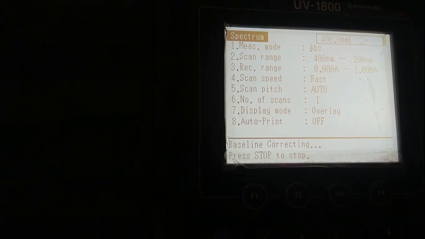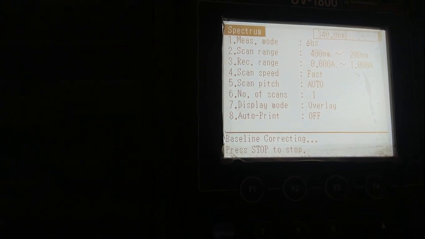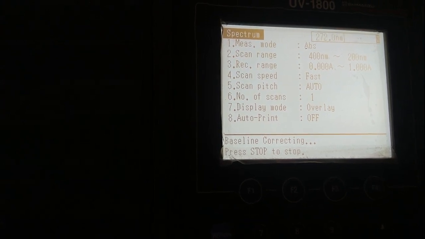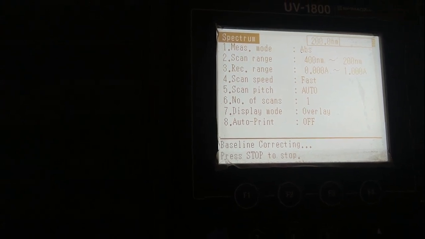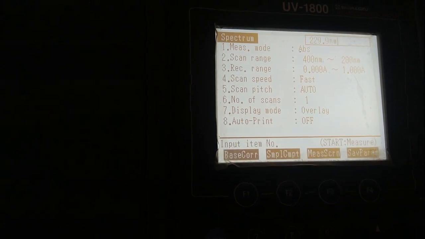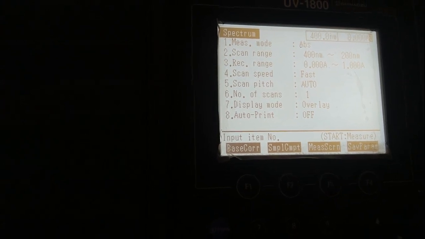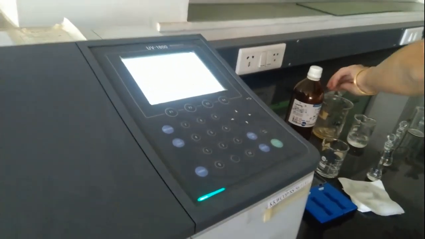You have to press the F1. Now you can see the baseline correction has started. You can see here the wavelength is changing. Scanning is always done from higher to lower side, that is 400 to 200 nanometer. So you can hear the noise. It indicates that baseline correction has been done. Now I will remove only one cuvette, the other I will keep as it is. So I will throw this away.